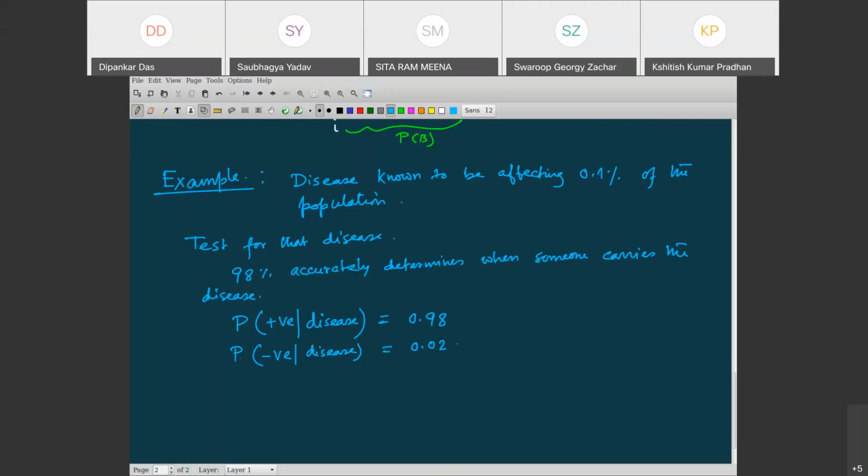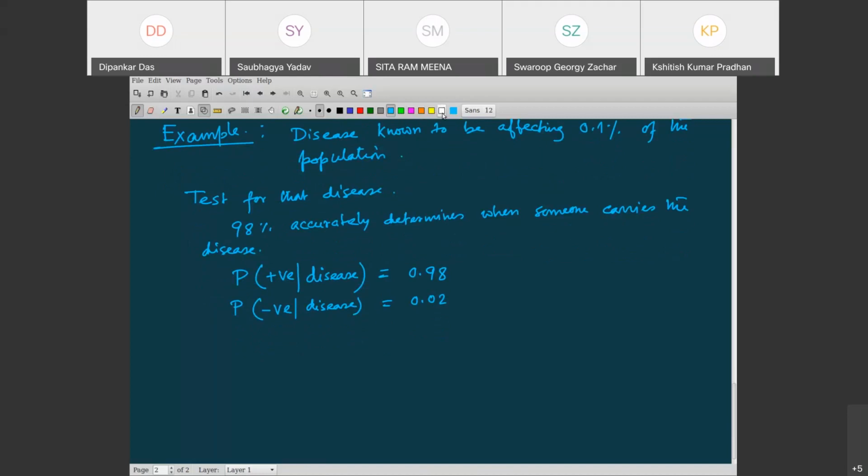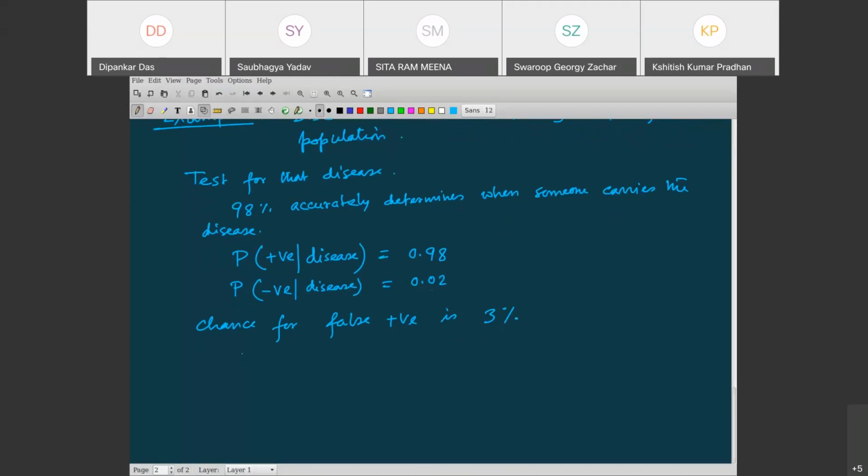And if you do the test the other way, suppose the test is also faulty in the sense that it sometimes gives you a false positive. Let's say the chance for a false positive is 3%. So it has a 3% chance of giving you a false positive result. That means the probability of testing positive if you don't have the disease is 0.03, and the probability of testing negative if you have no disease, since the test is fairly accurate, is 97%.